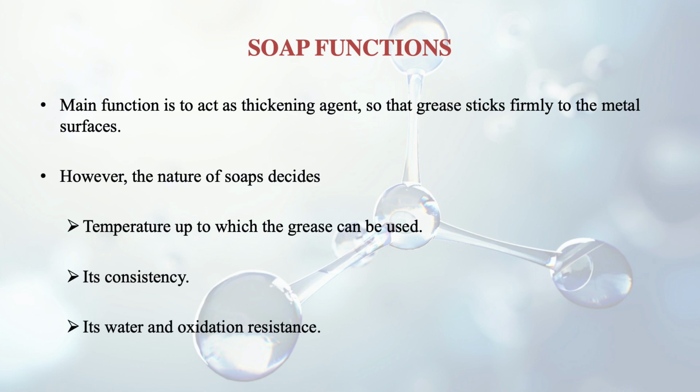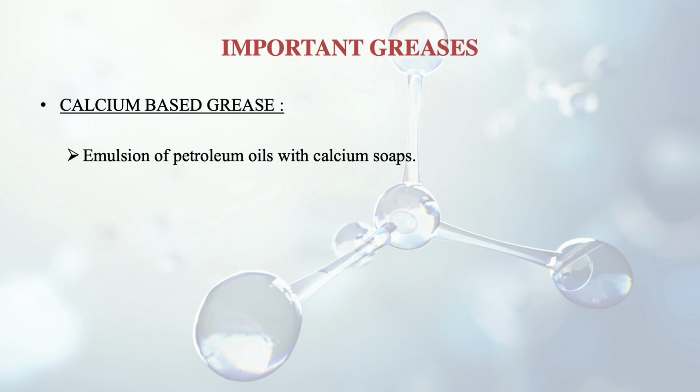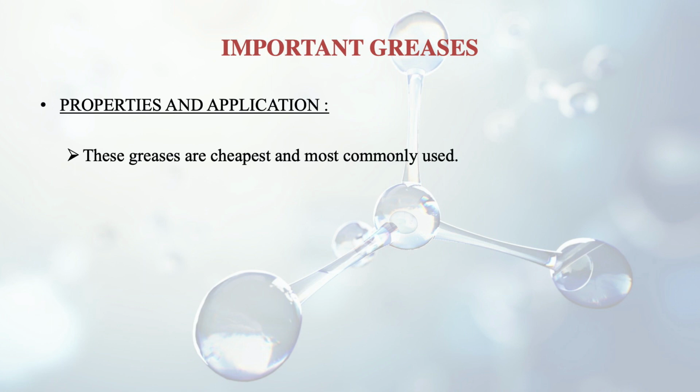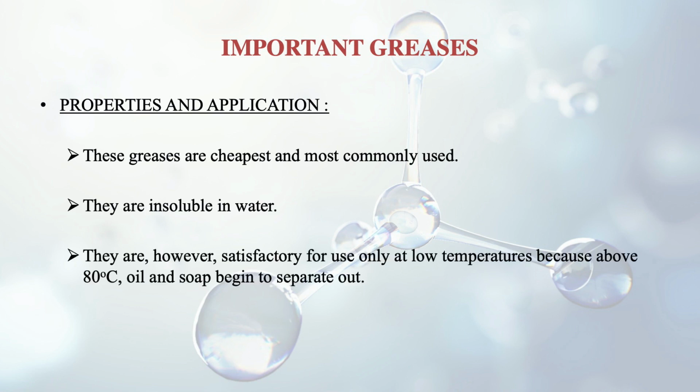So there are certain important greases we will discuss here. The first is the calcium based grease, which is an emulsion of petroleum oils with calcium soaps. How is it prepared? We add the requisite amount of calcium hydroxide, that is Ca(OH)2, to a hot oil like tallow while under agitation. So this is the process of preparation. And what are its properties and applications? These greases are very cheap and very commonly used, and they are insoluble in water. They are satisfactory for use only at low temperatures, because above 80 degrees centigrade the oil and soap begin to separate out, so then we cannot use them.